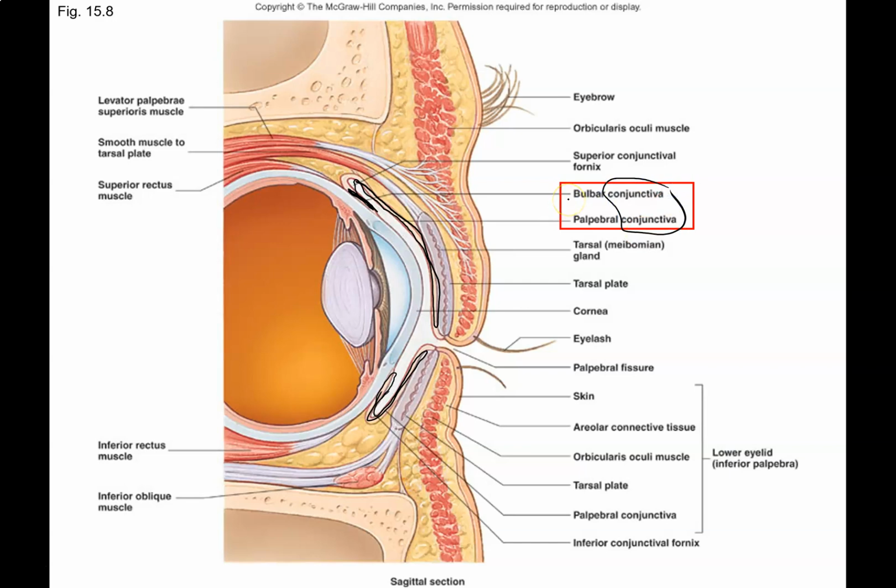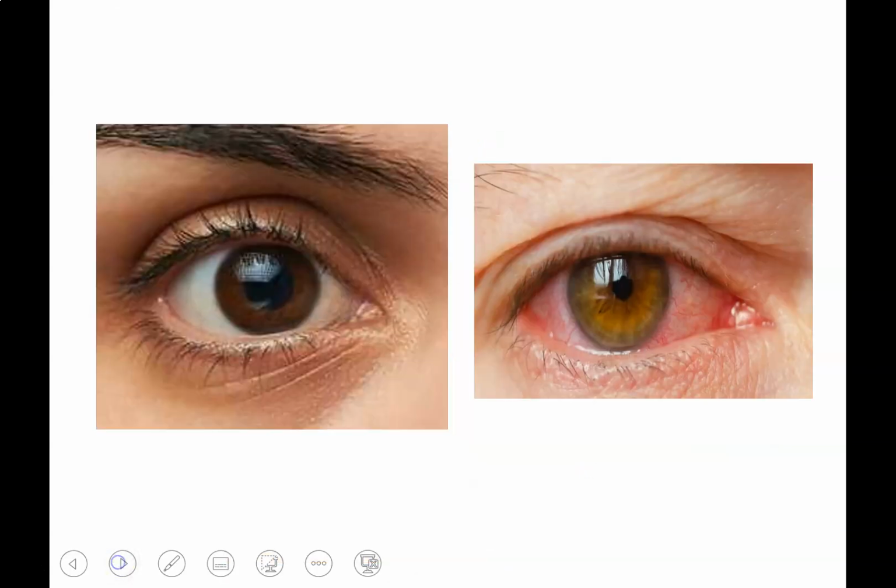We're not going to worry about the bulbar versus the palpebral layer. We're just going to lump them all together. Okay. If we continue with this idea, the conjunctiva is an external structure and subject to infection, like a number of body parts are. And when the conjunctiva gets infected, you get what's commonly known as pink eye.